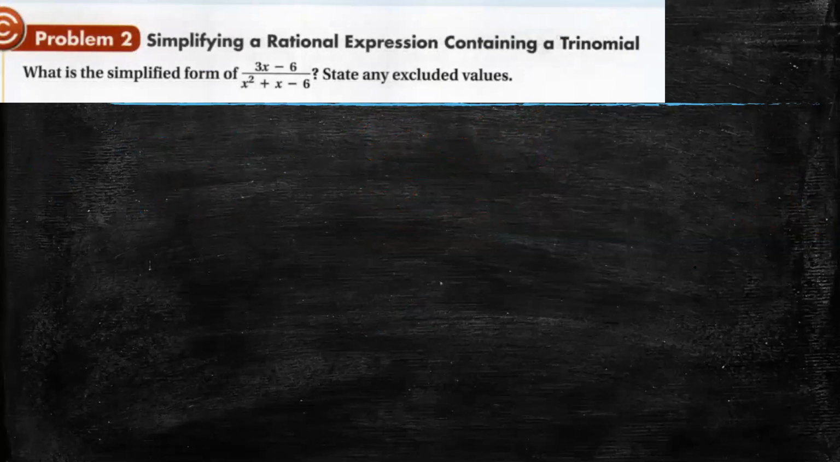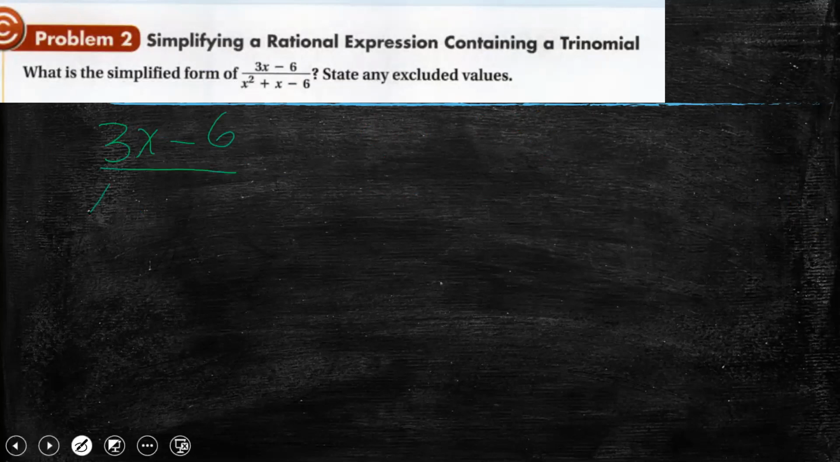Now, let's solve problem number 2. In problem number 2, we have to simplify a rational expression that contains a trinomial. What is a trinomial? Like x squared, it's like a quadratic expression. So what is the simplified form of 3x minus 6 over x squared plus x minus 6?